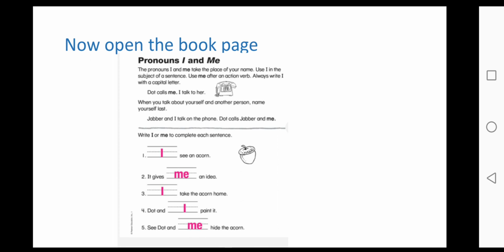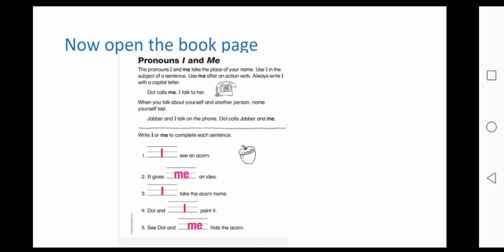Now let's try to solve the question. Write I or me to complete each sentence. See a corn. What do I say? Me see a corn or I see a corn? Excellent. So I say, I see a corn. Why? Because here I am the subject.